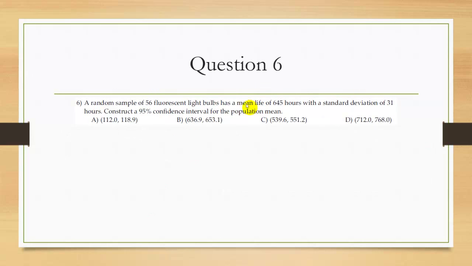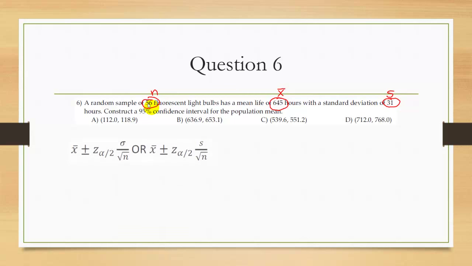Okay, for number 6, we have a random sample of 56 fluorescent light bulbs. So this is our n. They have a mean life of 645 hours. Since it's coming from our sample, that's our x bar. And a standard deviation of 31. And again, this is coming from our sample, it's an s. Construct a 95% confidence interval for the mean of the population.